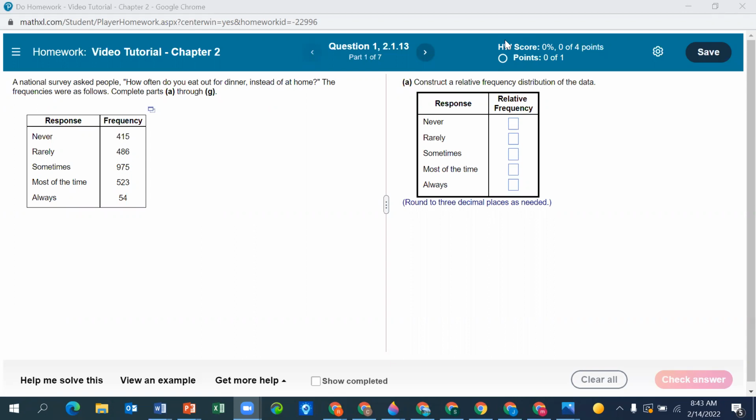So I'm going to show you briefly how you can use Statcrunch in all your assignments, homework, quizzes, practice tests, and all the assignments that are due online.